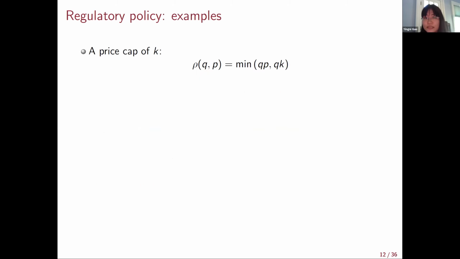Now, the first policy I want to talk about is a price cap, K. The regulator can tell the firm, you cannot get more than K per unit. So in this case, if the firm charges a price below K, its revenue is QP. If it charges a price above K, its revenue is Q times K, right? So that's a price cap at K.